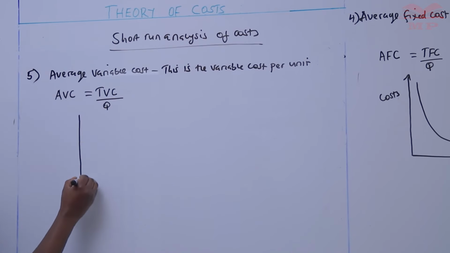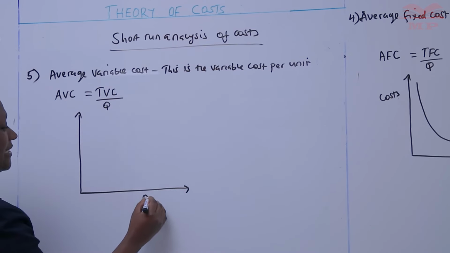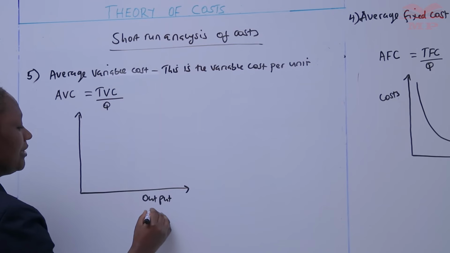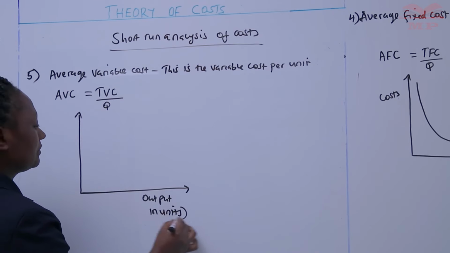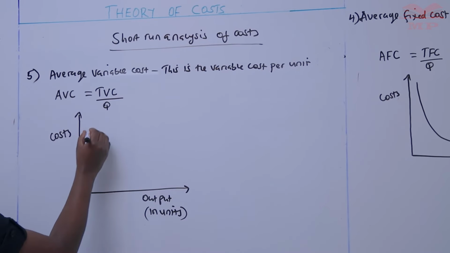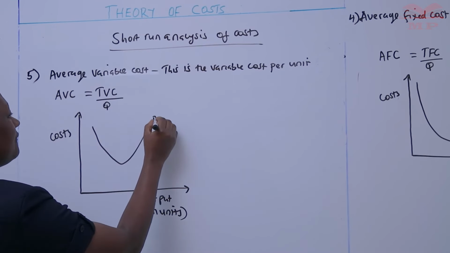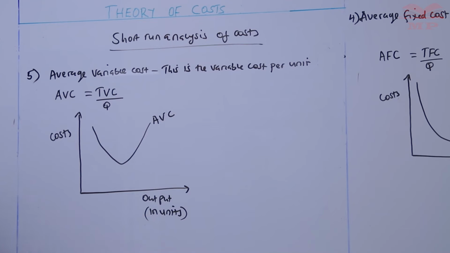Graphically, it will be as follows. So this is output in units, and these are costs. So this will be our average variable cost. The cost curve is U-shaped. We'll explain why it is U-shaped. It is U-shaped simply because of the diminishing returns to the variable factor.